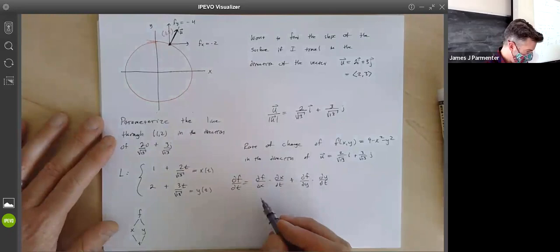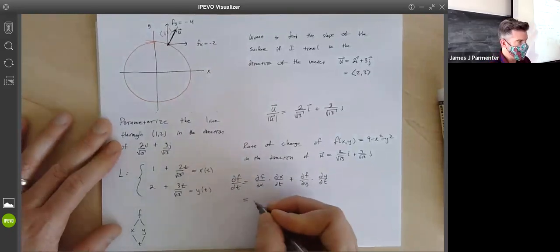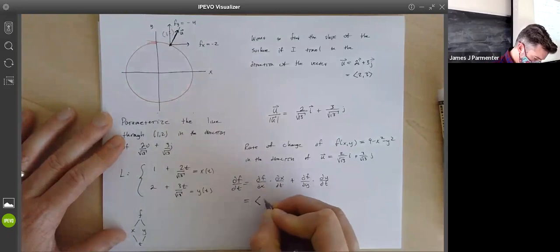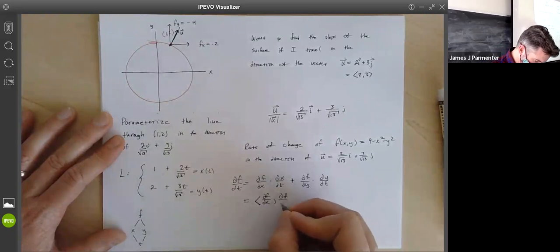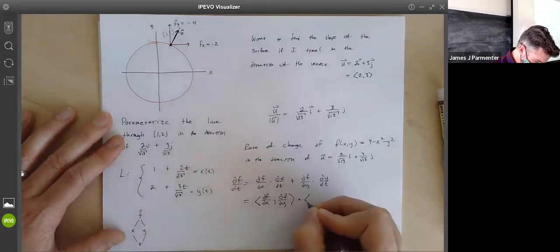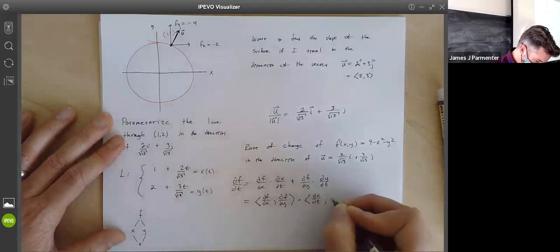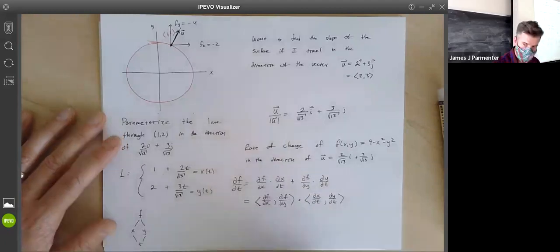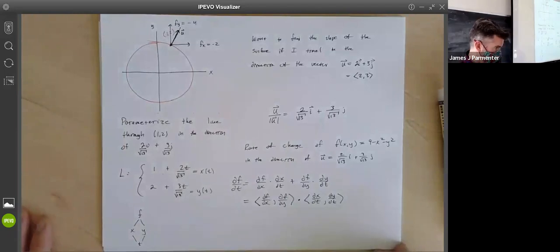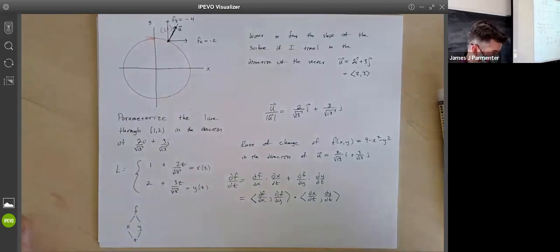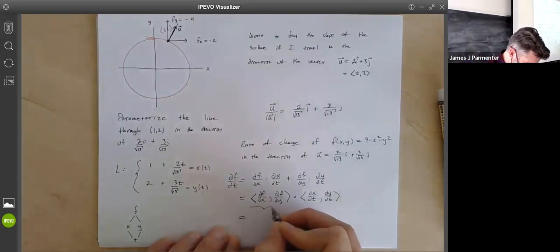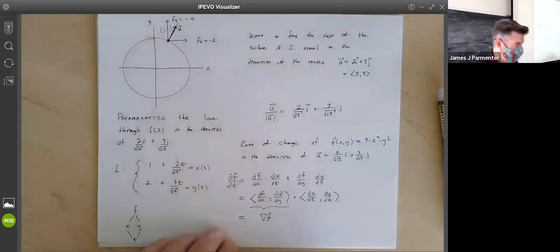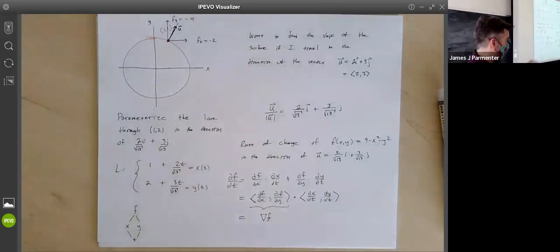All right. Well, I'm going to write this in a very interesting way. This is the dot product of the vectors del f del x, del f del y dotted with dx dt, dy dt. But look, that there, that's your gradient of f.